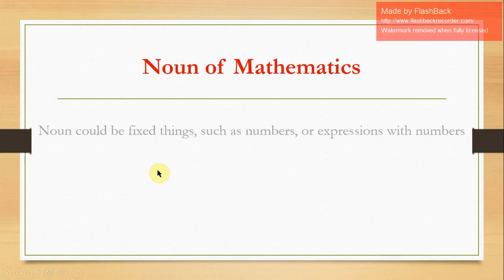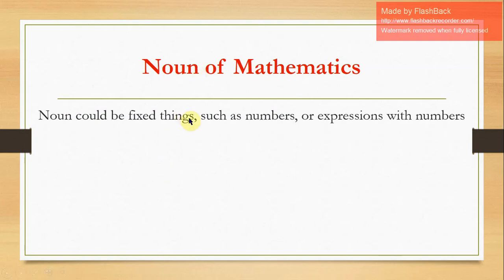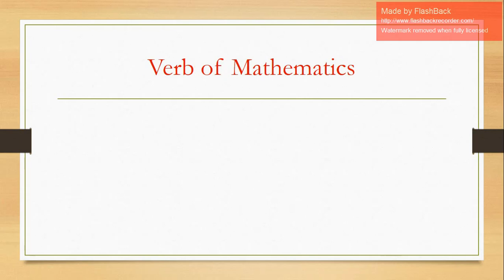Noun of mathematics. What is a noun of mathematics? A noun could be a fixed thing such as numbers or expressions with numbers. So, what are those? Example, 100 is a noun of mathematics. Second one, 2 times 25 over 3 is a noun of mathematics. 2 raised to 5 is a noun also. Those are examples of nouns in mathematics.